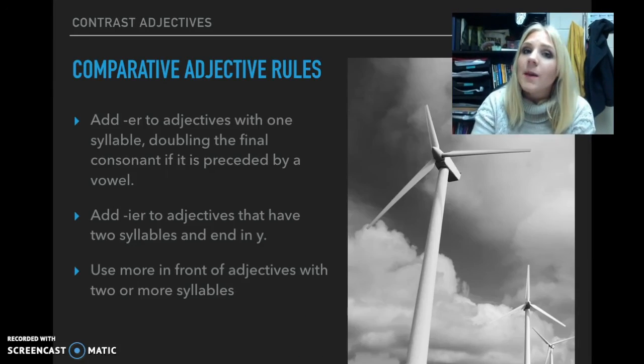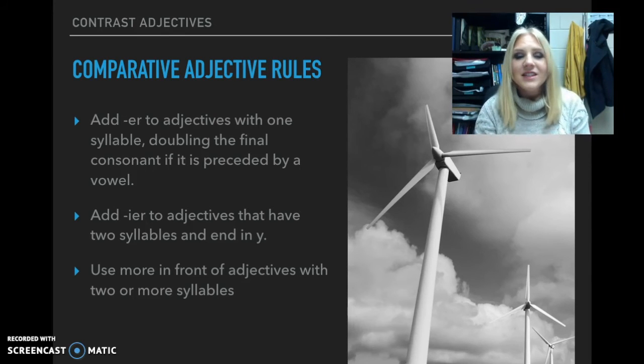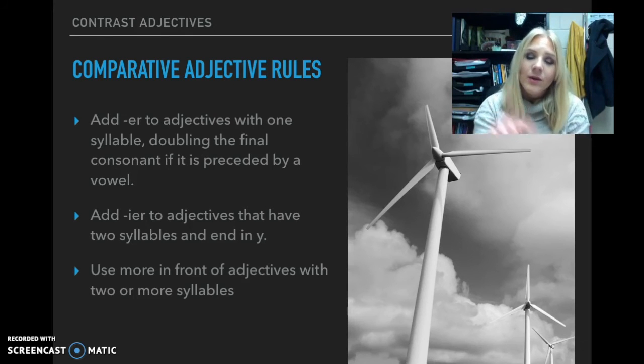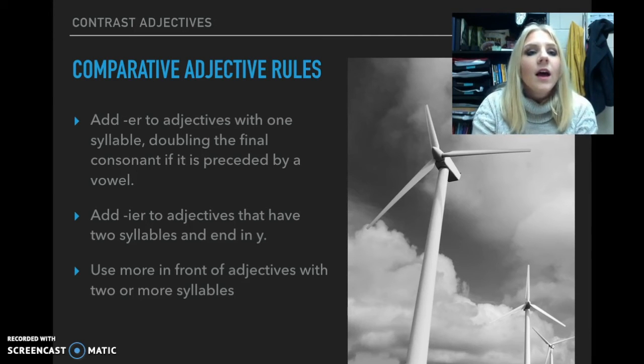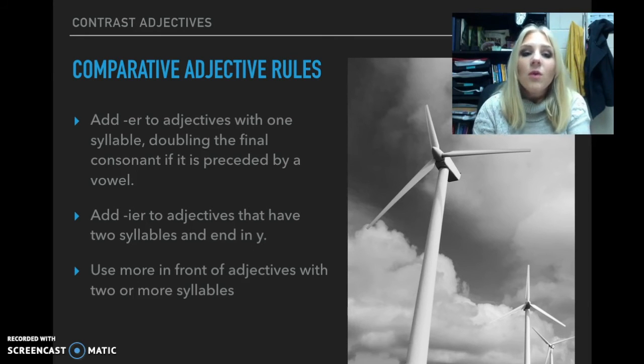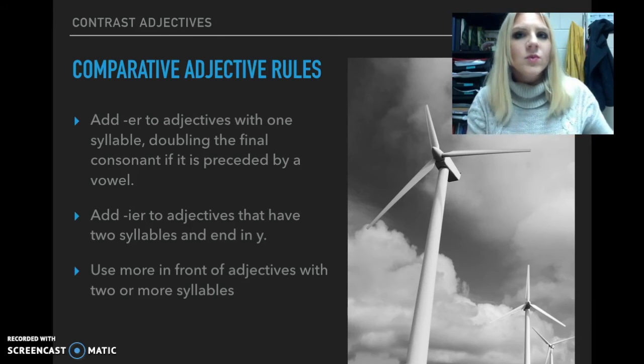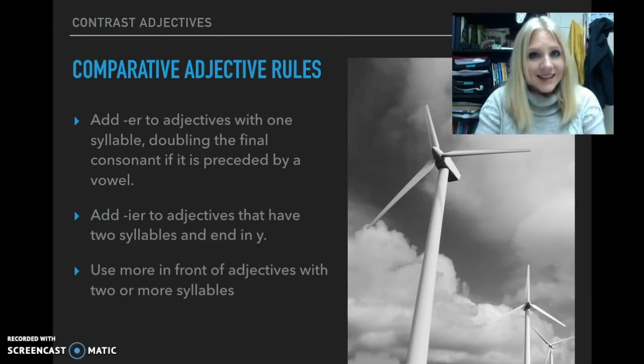Now, a couple more things with comparative adjectives. These are the rules that we talked about in class. I'm going to go over them really briefly. Add ER to adjectives with one syllable. If the final consonant is preceded by a vowel, we're going to double it. Then add IER to adjectives that have two syllables and end in Y. Happy is one word that I'm thinking about. Happier, IER. And then the final one, use more. Use the word more in front of adjectives with two or more syllables. So remember those rules. You will have them on the exam.